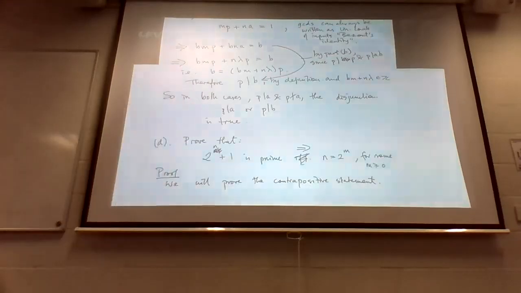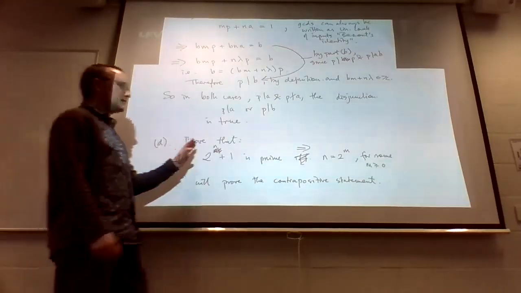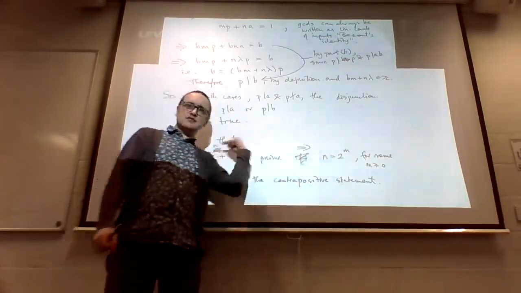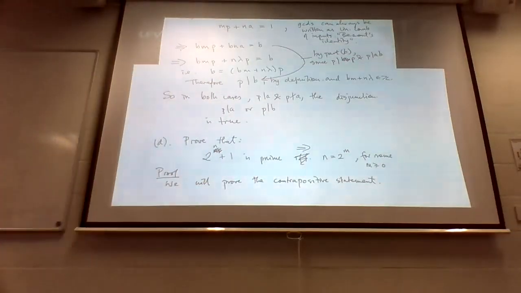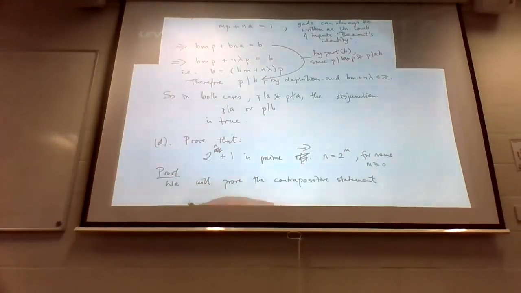Now the contrapositive of an implication like this is the implication in the other direction amongst the negations of the two individual statements. So it says if n is not equal to 2 to the m for any m, then this implies that 2 to the n plus 1 is not prime. So we'll prove this contrapositive statement, which is logically equivalent to the original.